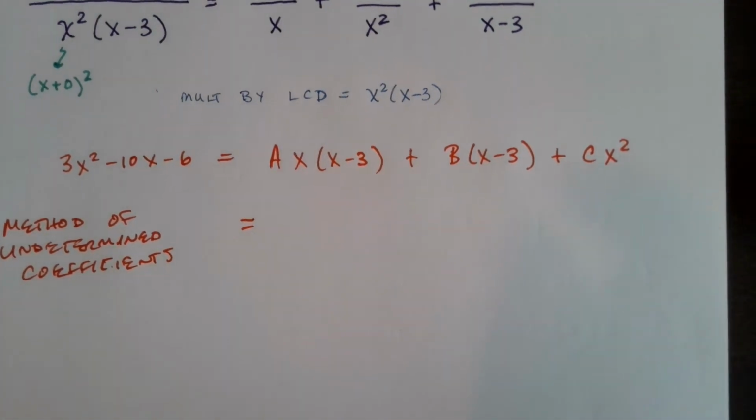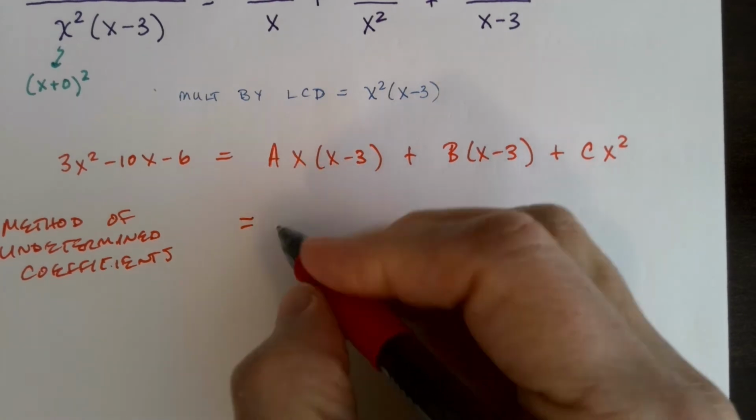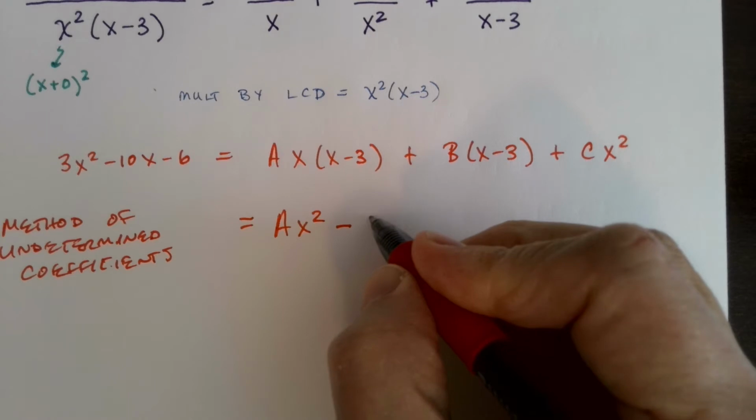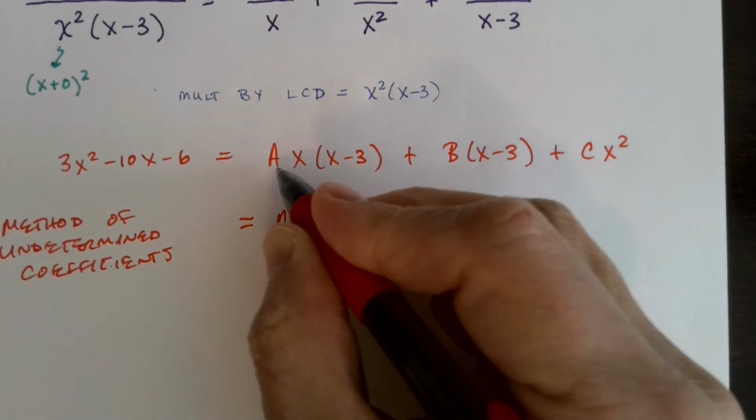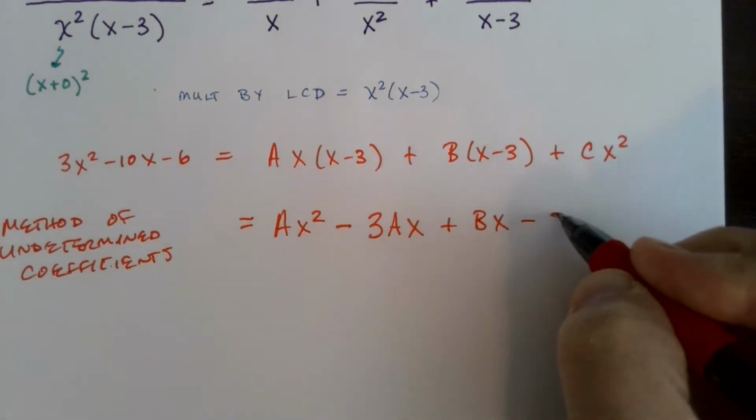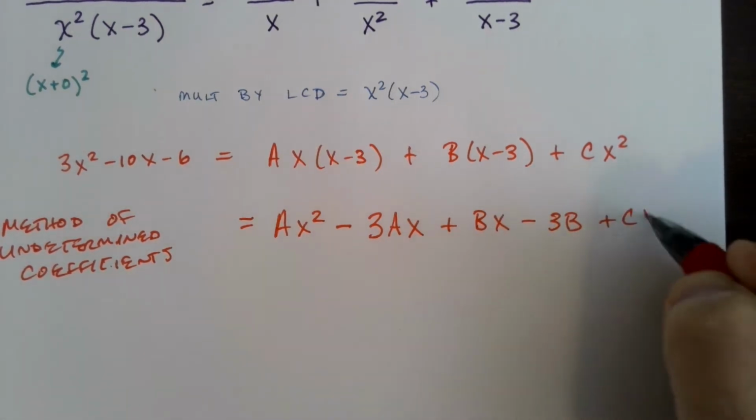Of course, x is a variable. So I've got Ax times x is Ax squared. Ax times a negative 3 or minus 3Ax, right? Distribute that Ax through. Here, distribute the B through. I get Bx minus 3B, and of course my Cx squared.